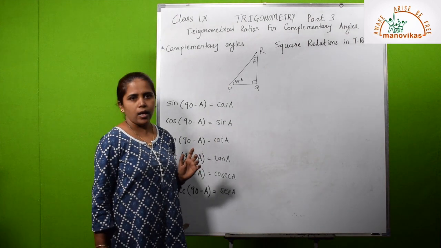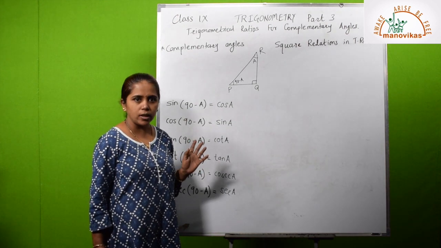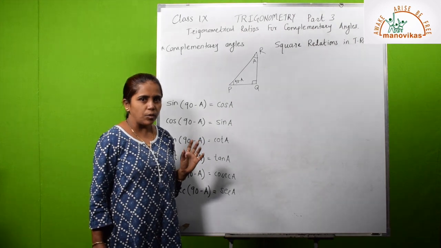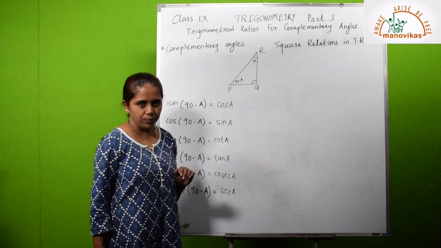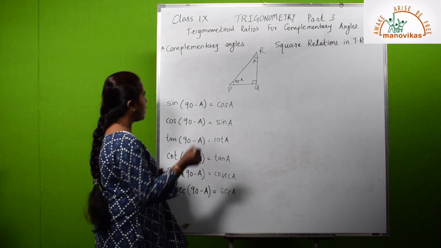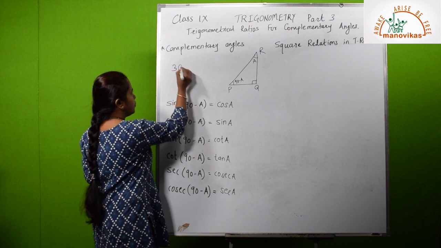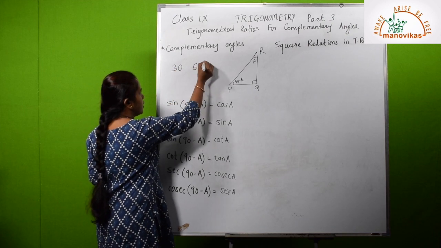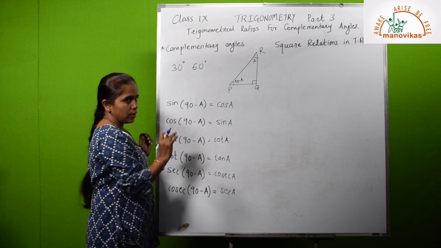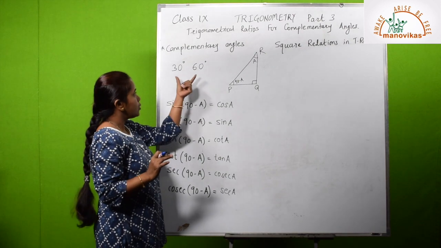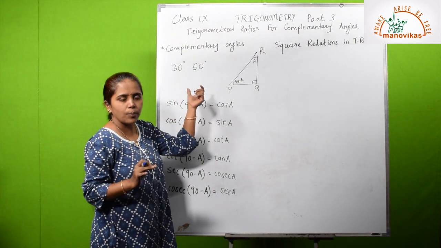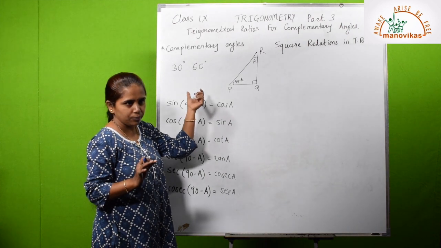Two angles are said to be complementary when the sum of the two angles is 90 degrees. For example, one angle is 30, the other angle is 60 degrees. The sum of these two angles is 90, so these two angles are called the complementary angles.